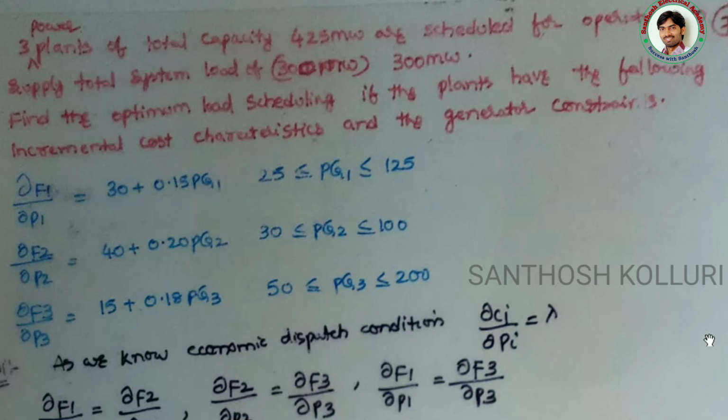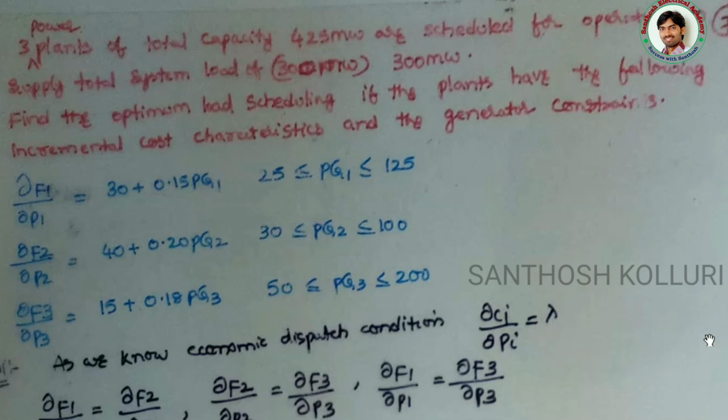Incremental fuel cost of first plant is df1 by dp1 is equal to 30 plus 0.15 pg1, df2 by dp2 is equal to 40 plus 0.20 pg2, df3 by dp3 is equal to 15 plus 0.18 pg3. For each generator, the limits are given here. So generator 1 has to be in between 25 megawatts to 125 megawatts. Generator 2 has to be in between 30 megawatts to 100 megawatts. And generator 3 has to be in between 50 megawatts and 200 megawatts.